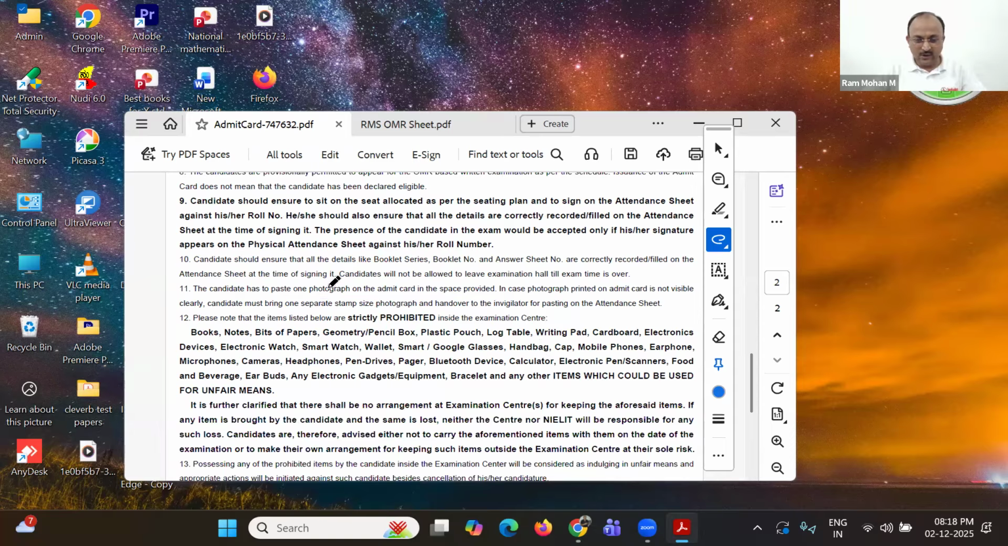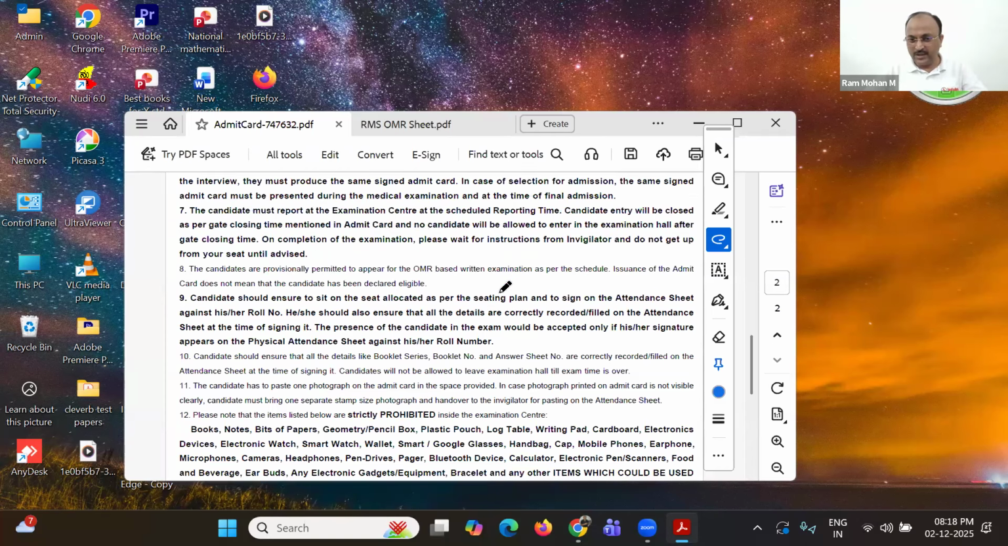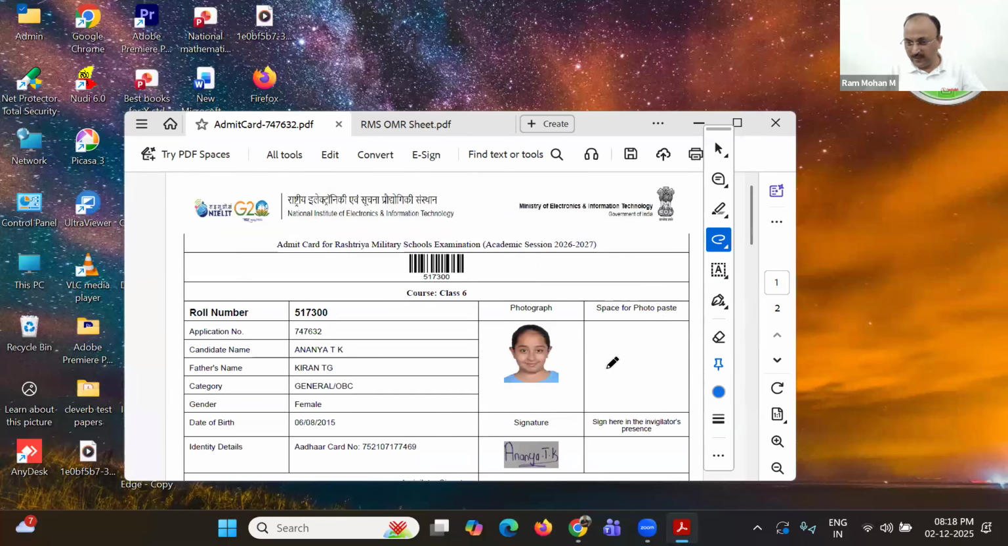Candidate must ensure that all the details like booklet series are filled properly before signing the admit sheet, and you will not be allowed to leave the examination hall till the exam time is over. You should paste one photograph on the admit card in the space provided. Here we have shown it. Here you have to paste one photo, the same photo you have to paste here.